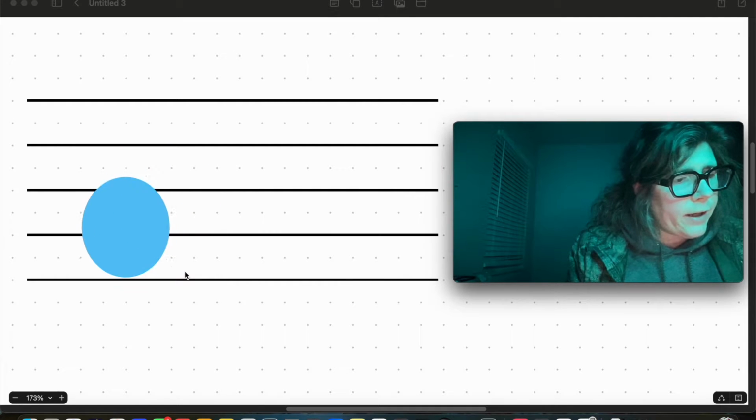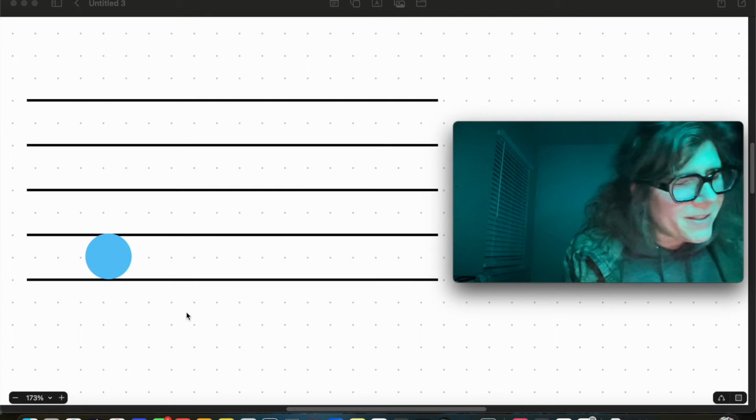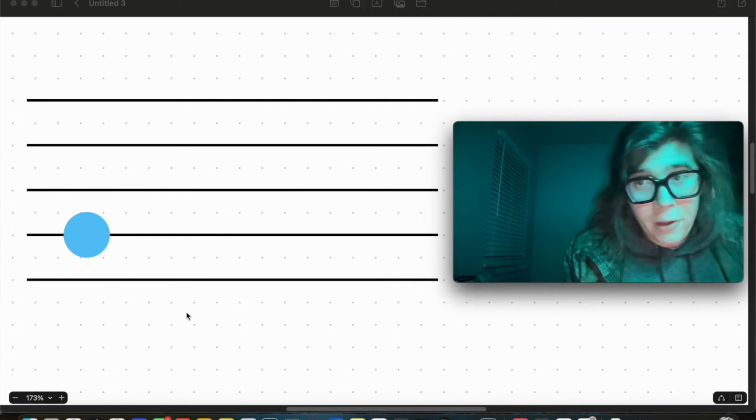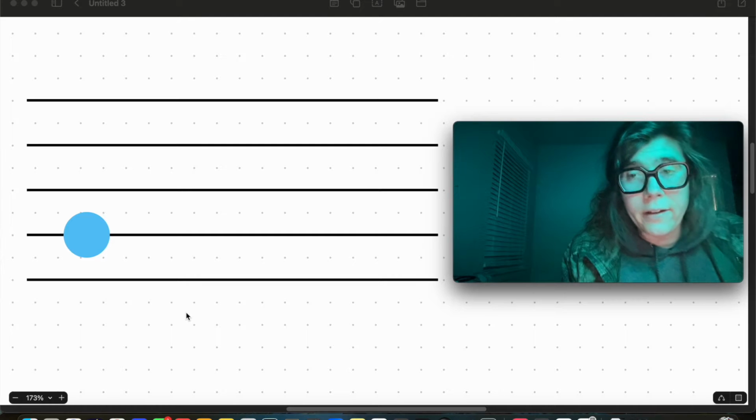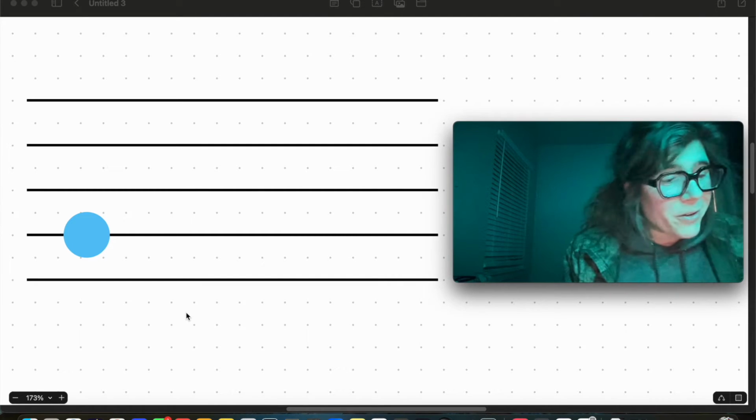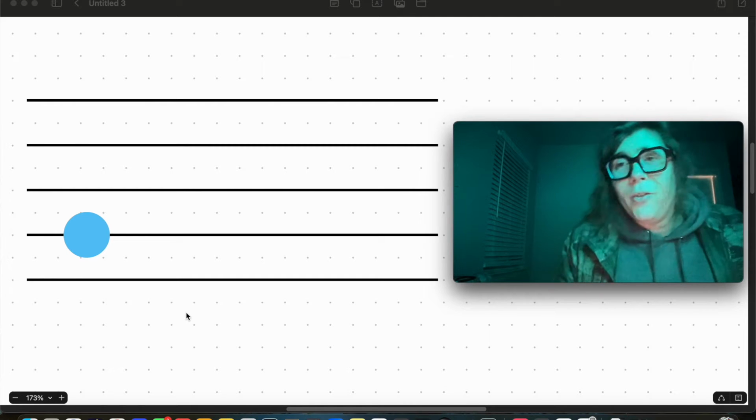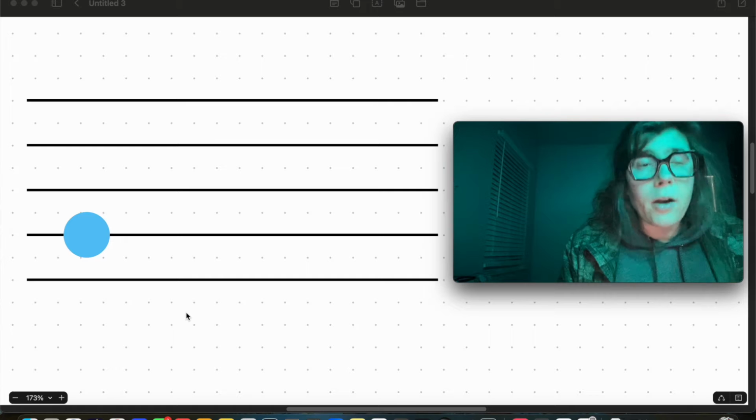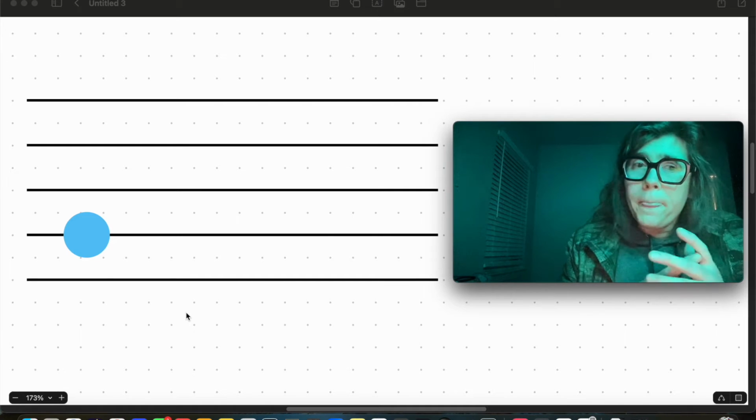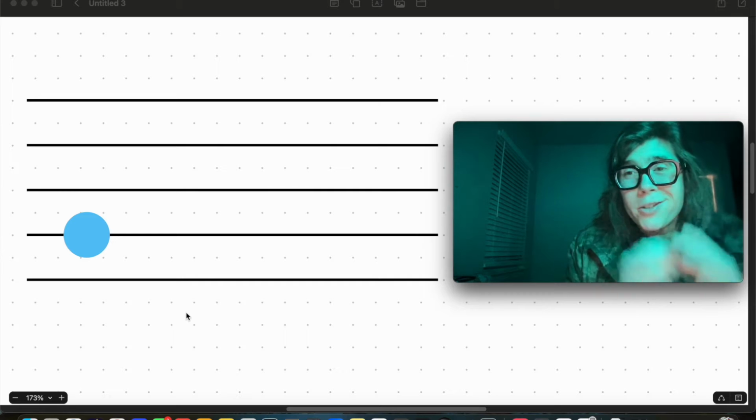So if I have a note and I put it there in the space, this note would be in the space. And if I were to put it on the line, the note would be on the line. There's no other space in between. It's either going to be on the line or in the space. That's pretty rudimentary, pretty simple. So what I want to ask now is, if we looked at this note, would we be able to tell what pitch its position represents?